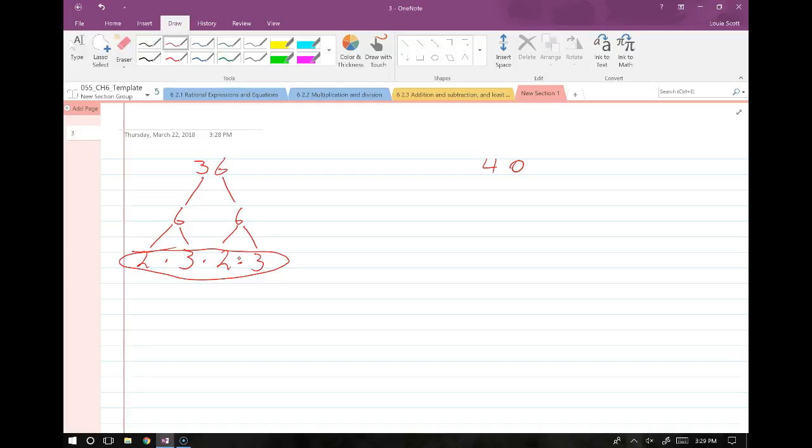Good. Keep that up here. All right, everybody's probably done with that by now. So remember, it doesn't really matter which factors you choose first. So your factor tree, the first level, might look different than mine. I'm just going to do 4 and 10. 4 splits up into 2 and 2, and 10 splits up into 2 and 5. So this is the prime factorization for 40.